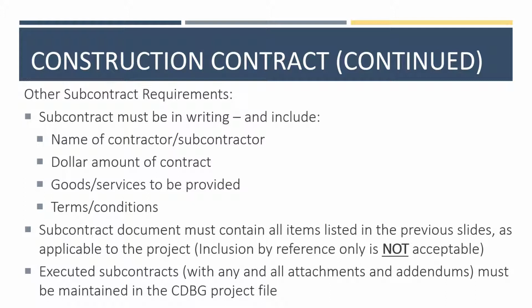Many communities or prime contractors simply write the subcontractor's name, bid price, and so forth into the blank spaces in a copy of the bid package, and this practice is acceptable pending it is signed by all parties. Executed subcontracts with all attachments and addendums must be kept in the CDBG project file. These provisions apply to any and all lower tier subcontractors, for example, a subcontractor of a subcontractor as well.